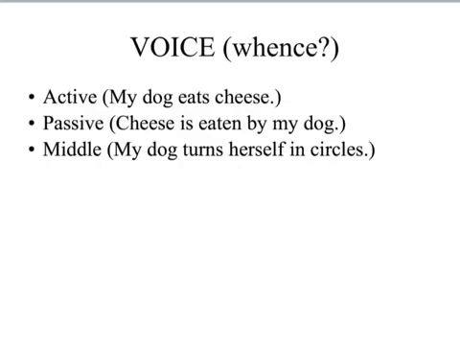Okay, fourth on our list of accidents after person, number, and tense is voice. And voice gives you an indication of which direction the verbal action is going in, or whence it originates, if that makes some sense. So in the active voice, the subject is the originator of the action. My dog eats cheese. In the passive voice, the subject, cheese, is eaten by my dog. The subject is, in fact, the recipient of the action, which is originated by the agent.